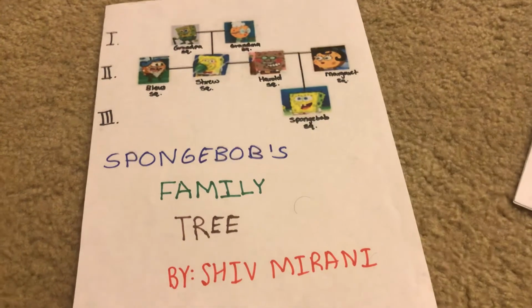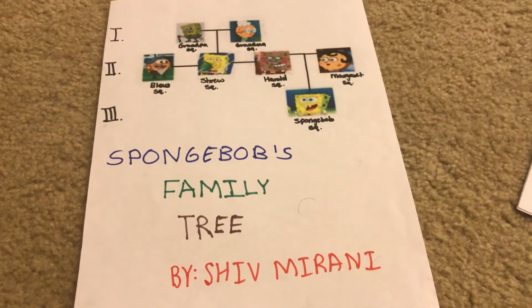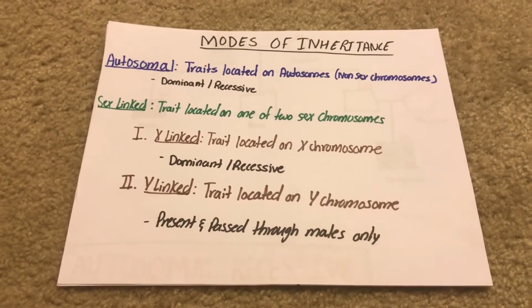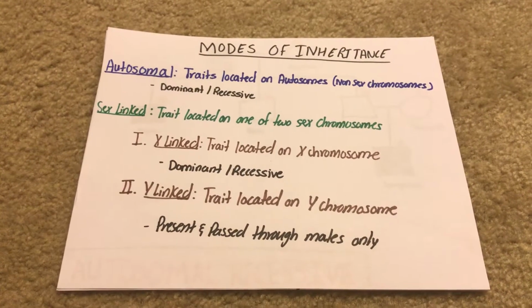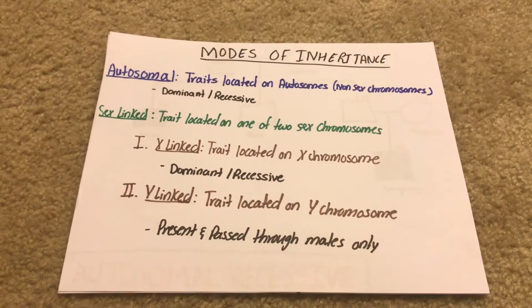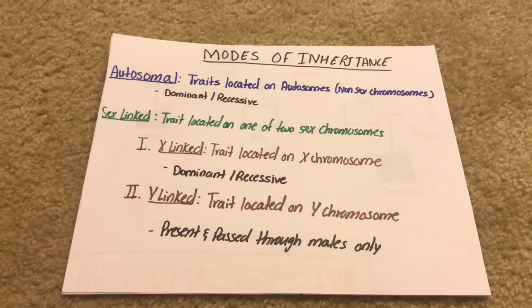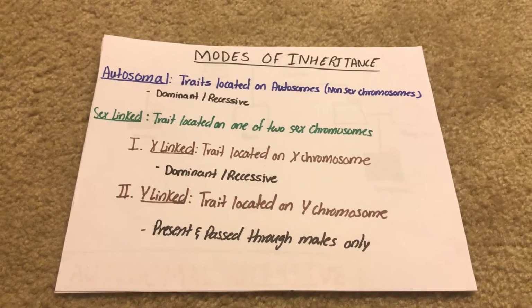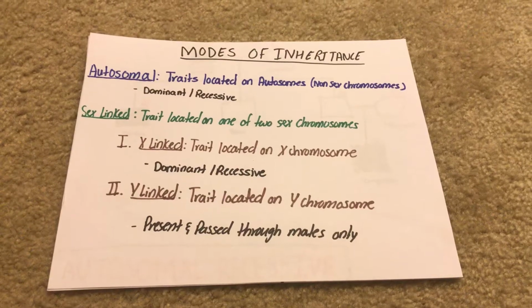The trait in focus today is the shape of the character's head, which can either be circular or square-shaped. There are various modes of inheritance. Autosomal traits are traits located on autosomes and can either be dominant or recessive. Sex-linked traits are traits located on one of 2 sex chromosomes. X-linked traits are traits located on the X chromosome and can either be dominant or recessive, whereas Y-linked traits are traits located on the Y chromosome and are present and passed through males only.